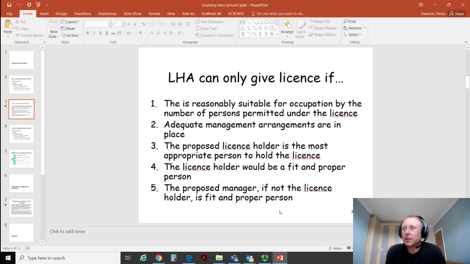The proposed license holder must be the most appropriate person to hold the license, so it's not uncommon for a letting agent to offer to hold the license on behalf of the landlord, and we would usually say no to that, because the landlord ultimately has the purse strings, they have financial control of the property, and so they're the one that needs to be the license holder, because they've ultimately got the legal responsibility for the property.